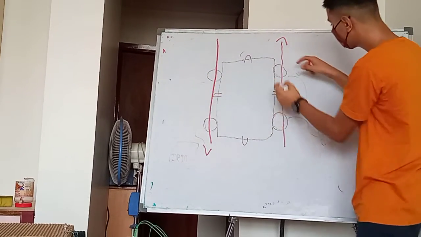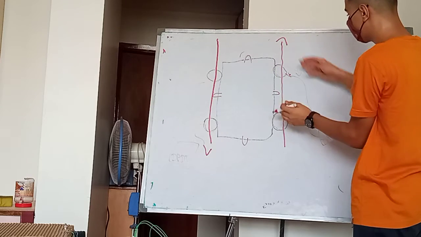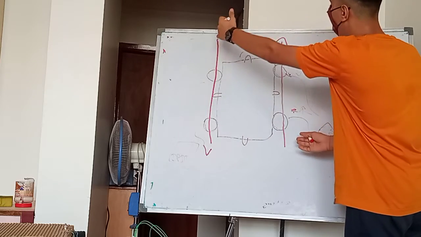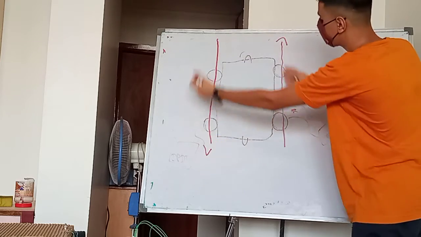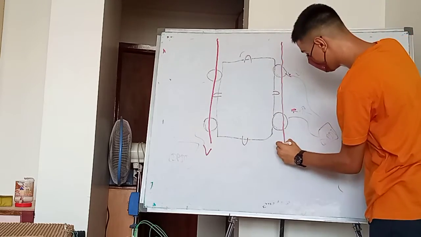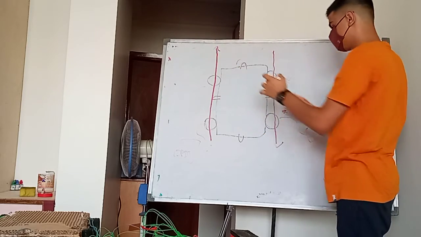Like in this case, if this is moving backward and this is moving forward, this will cancel the force because they are in the same line. But in this case, they are not in the same line. That's why this will force the car to move in that direction. And if the opposite happens, if this moves backward and this moves forward, the car will turn right.